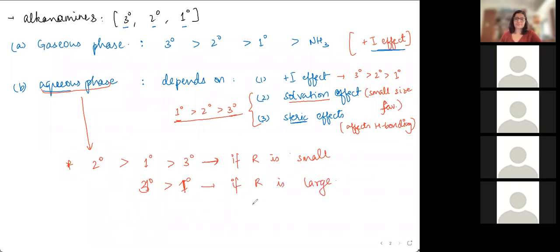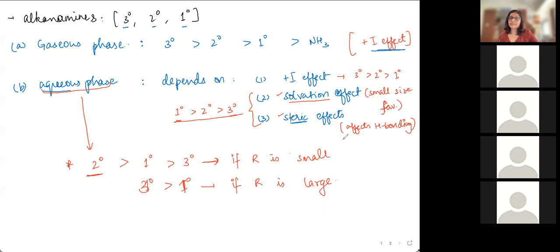Yeah, because if R is small, both solvation and steric effects add to the fact that primary is much favored. But if R is large, these two are going to bring it down, so the inductive effect is the only one contributing. In the secondary case, it's that sweet spot between the inductive effect, solvation and steric effects.